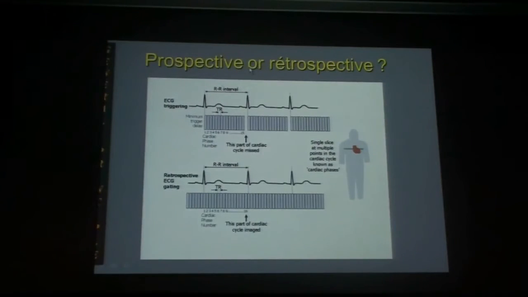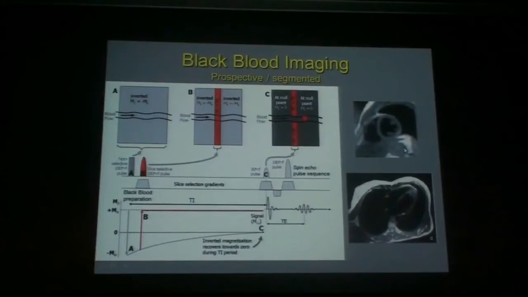So you can also do prospective or retrospective acquisition, and all you should know is that prospective acquisitions don't acquire data that are located at the end of diastole, which is not the case of retrospective acquisition. Therefore, you should always, if possible, use retrospective acquisition to get the full cine images of your patient.